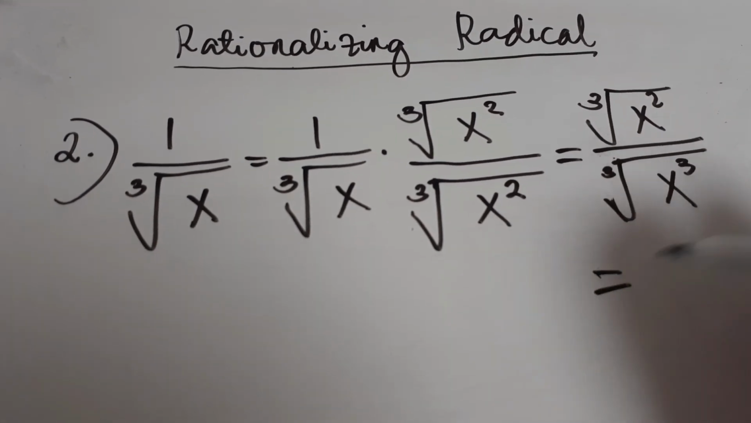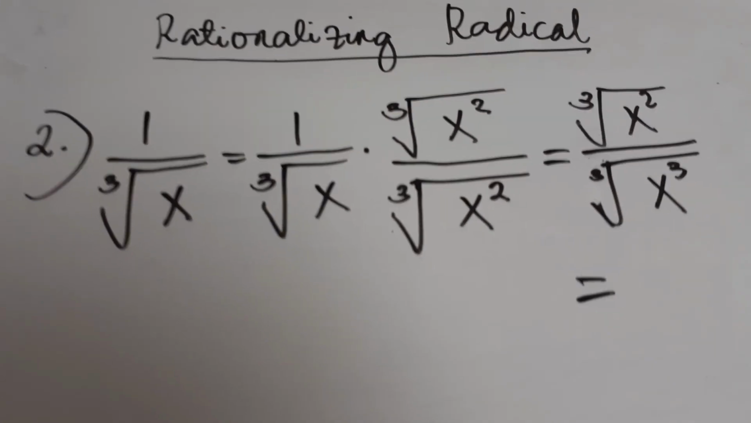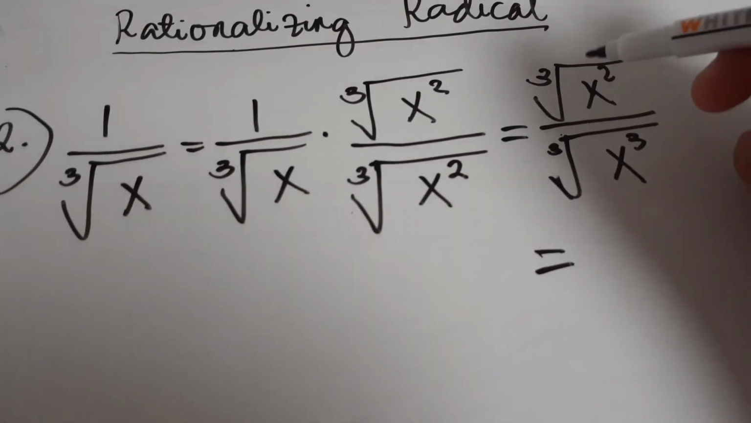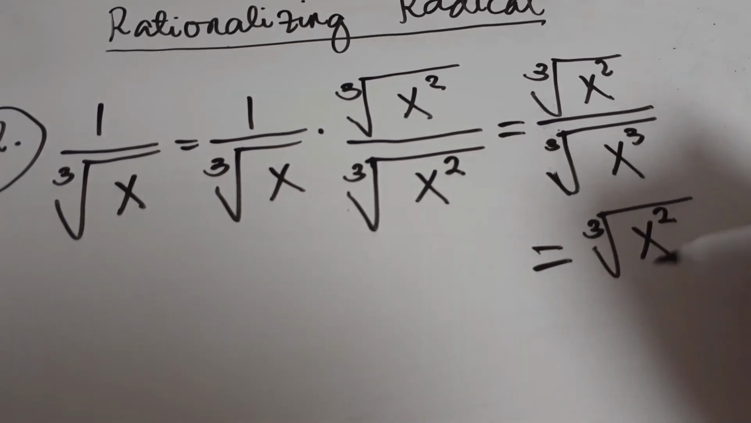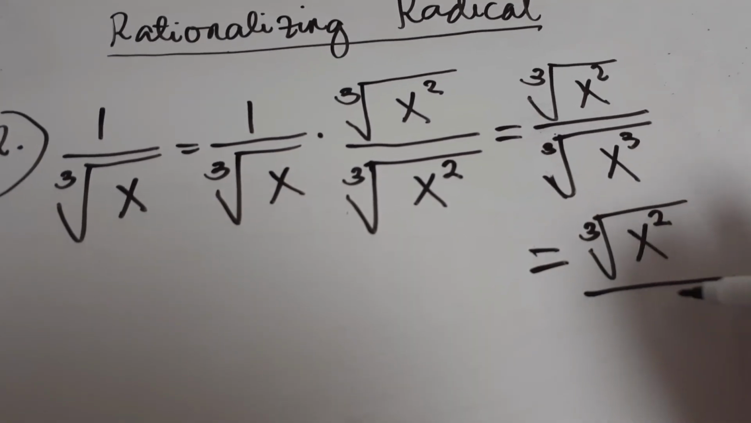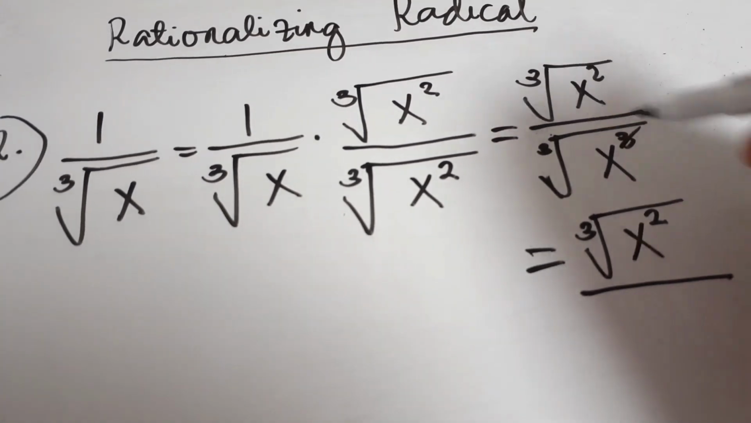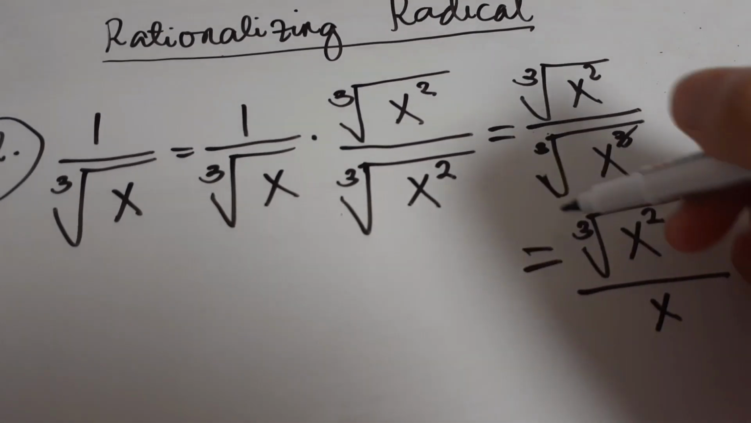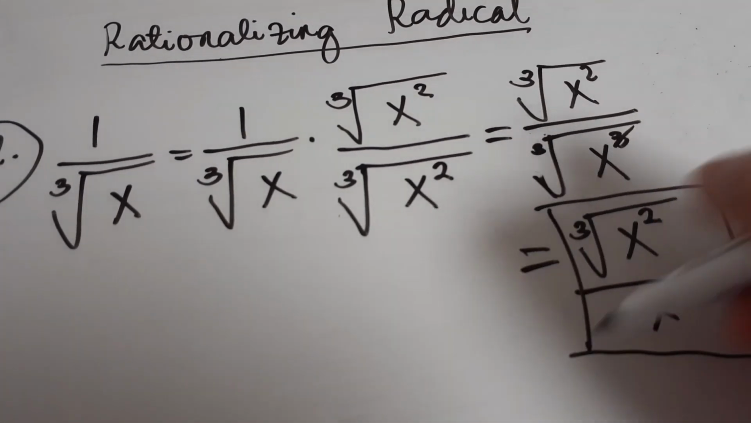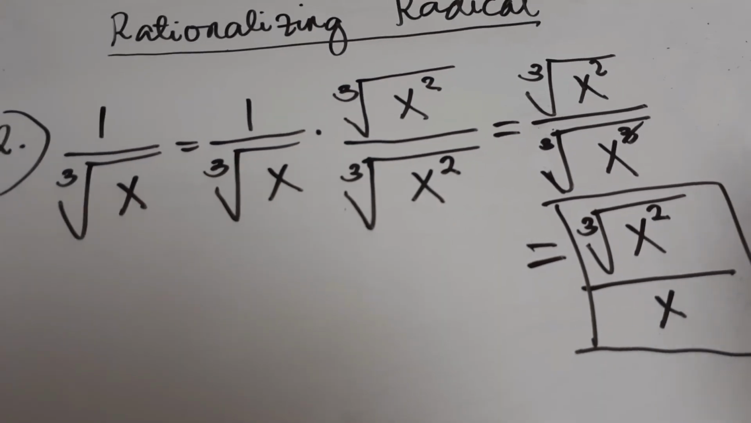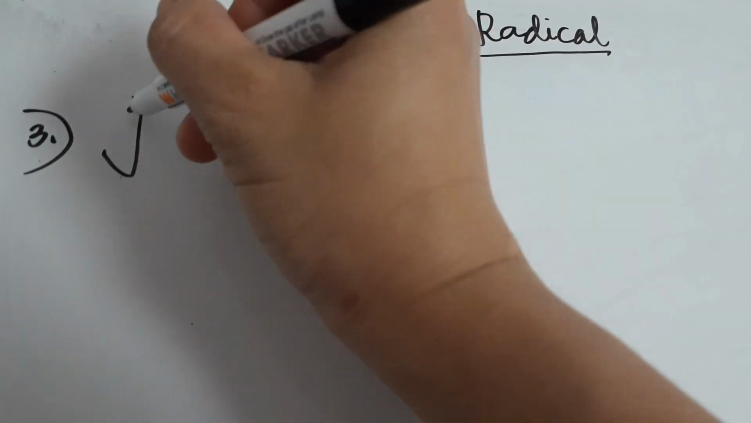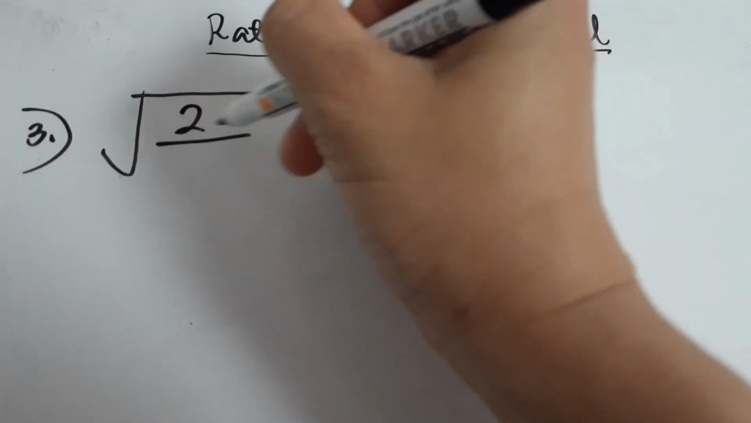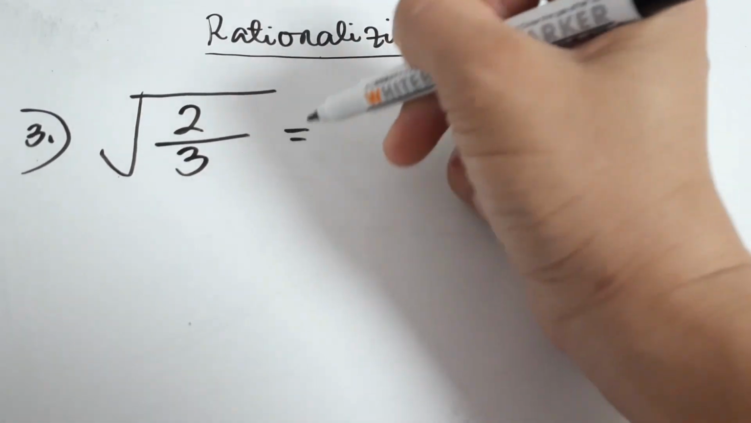And therefore, we simplify, since there is no other factor than cube root of x squared. So we can write it down, we cancel out the 3 and the index 3, and this is the answer, cube root of x squared over x. And let's have example number 3, square root of 2/3.